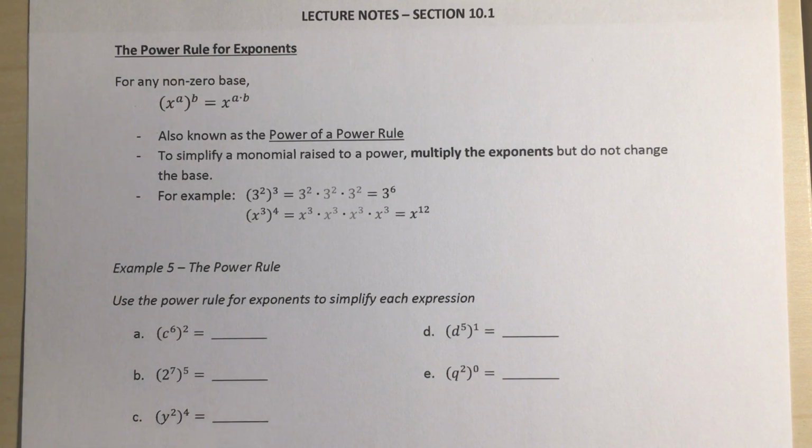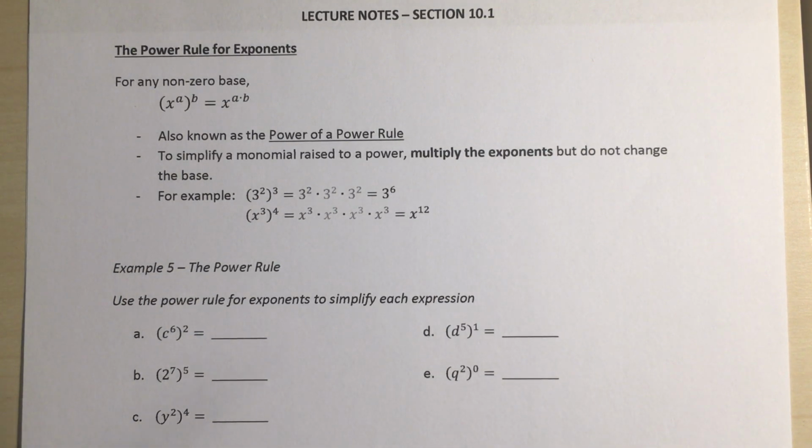Notice that we have one power or exponent inside our parentheses, and we have one power or exponent outside our parentheses. Right? So if we have a monomial, which again we're going to discuss a little bit more in the next section, we have one base in here raised to a power, and that's raised to another power outside. We're going to multiply those exponents. Again, we are not going to change our base.